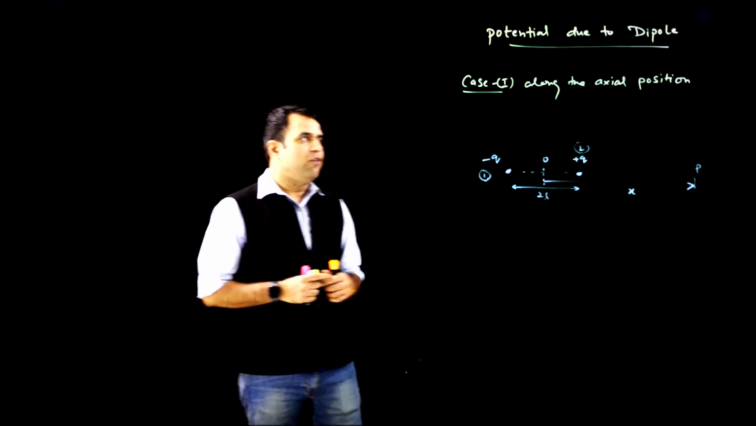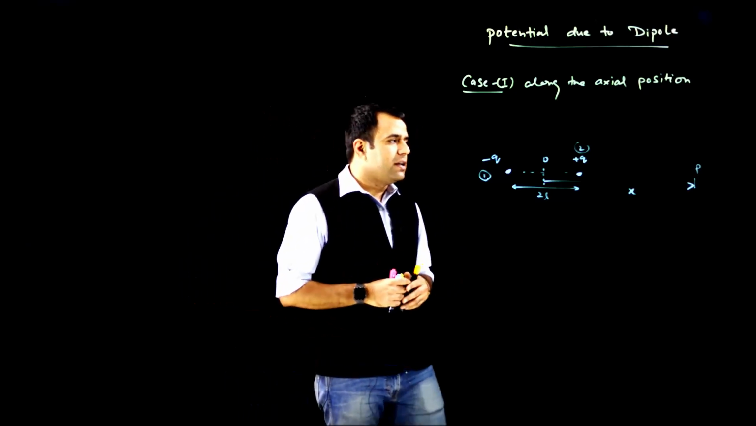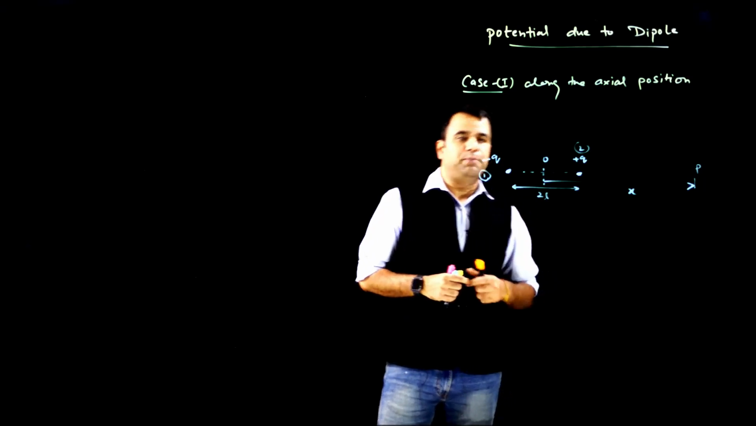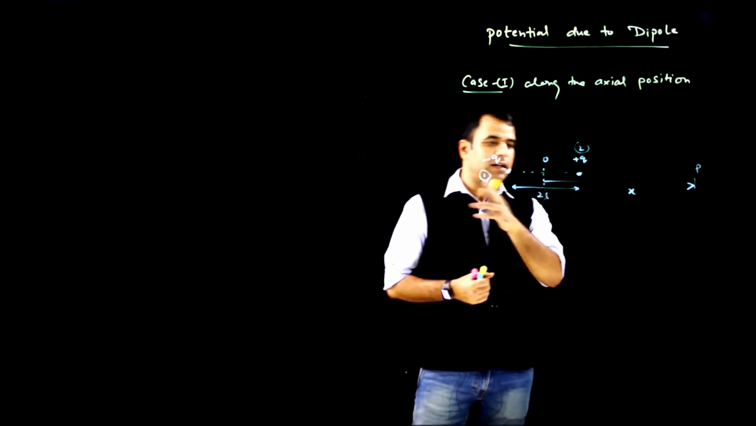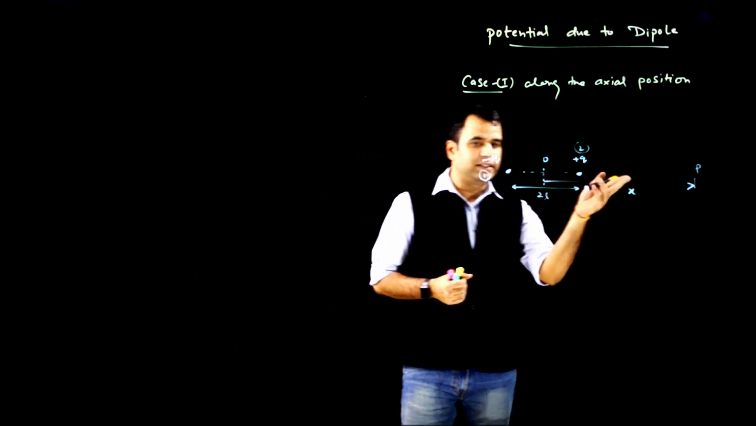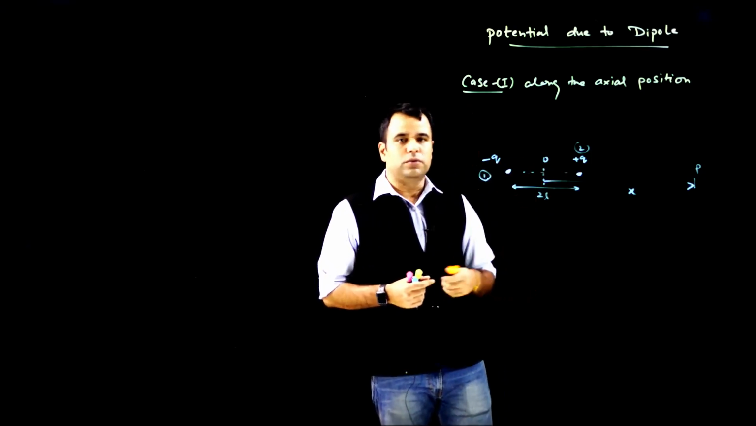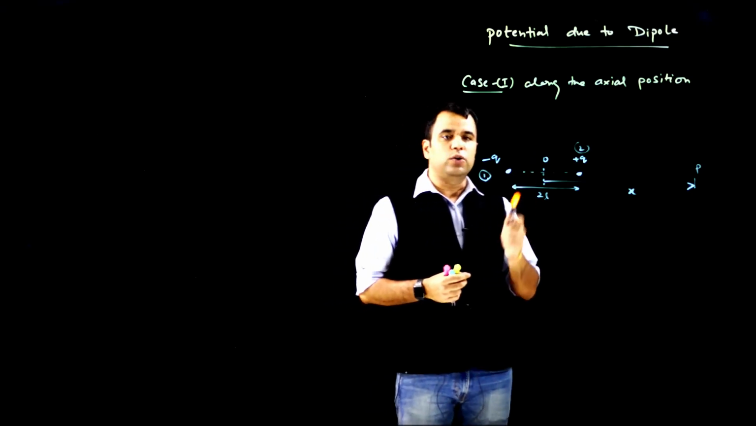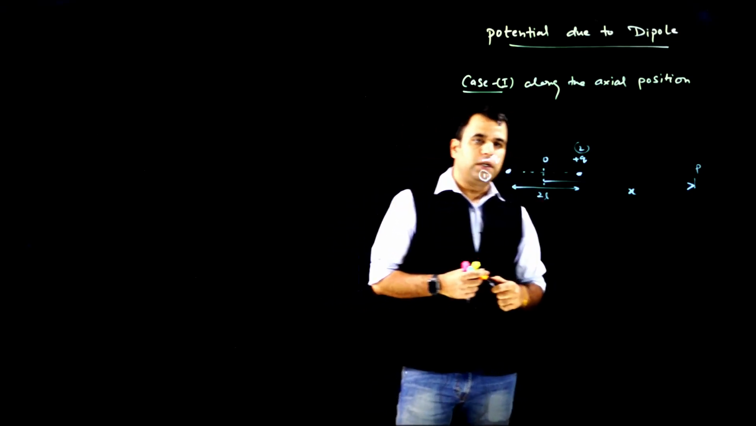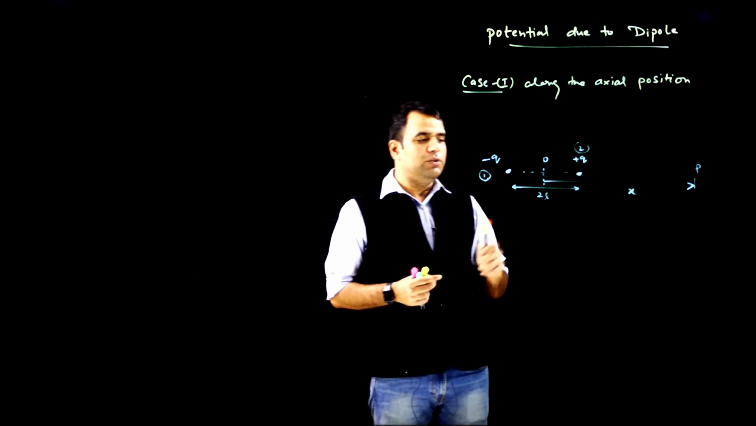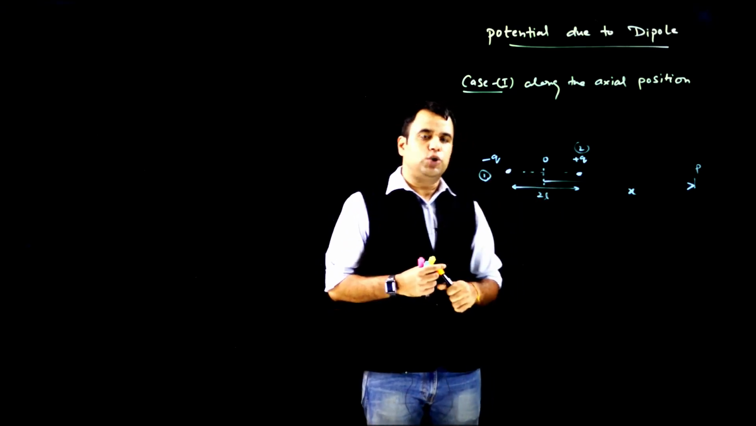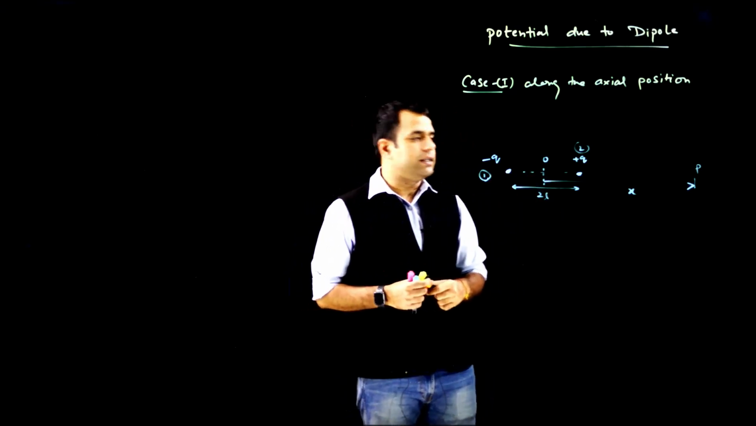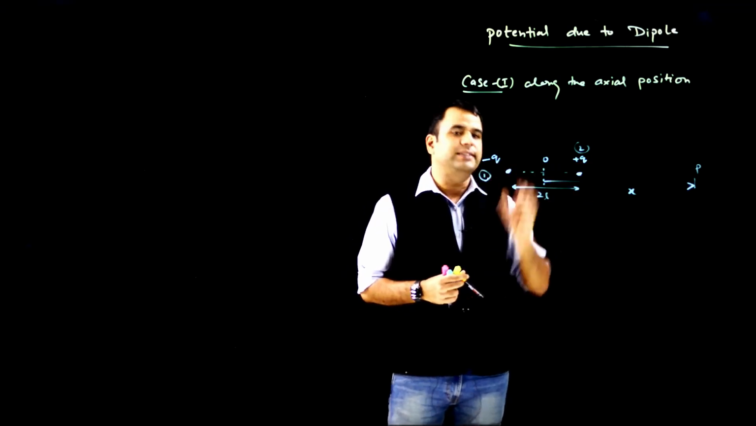Hello. Now we will be calculating the potential along the axial location of the dipole. So this point P is along the axis of this dipole, the line joining these two charges. And this point P is at a distance x with respect to point O, which is the midpoint of the dipole. This dipole has a charge q, and the distance between the charges is 2L. And we want to calculate the potential at point P due to this system.